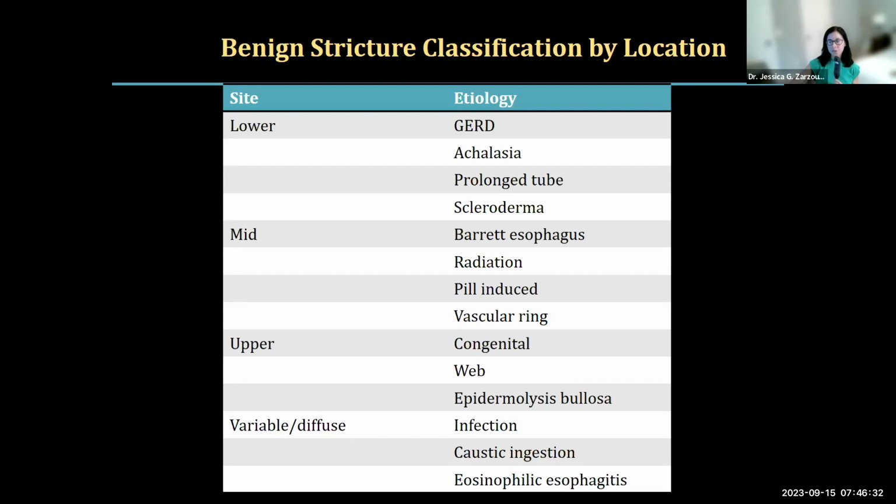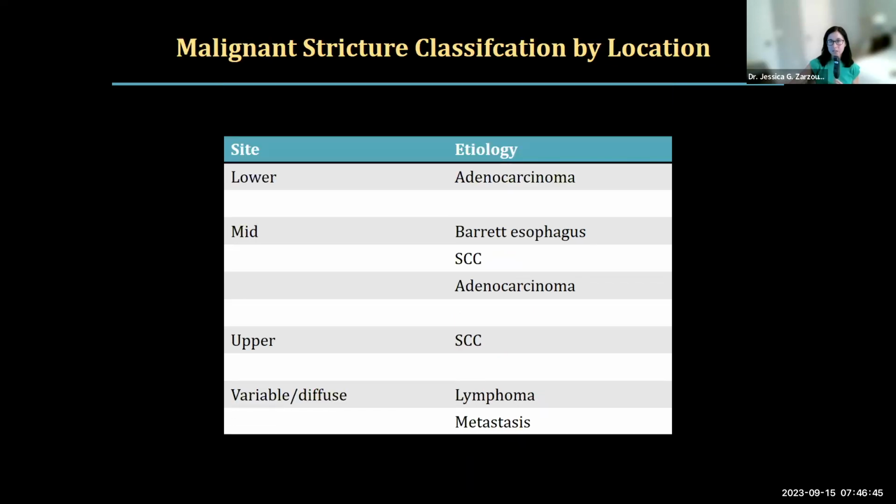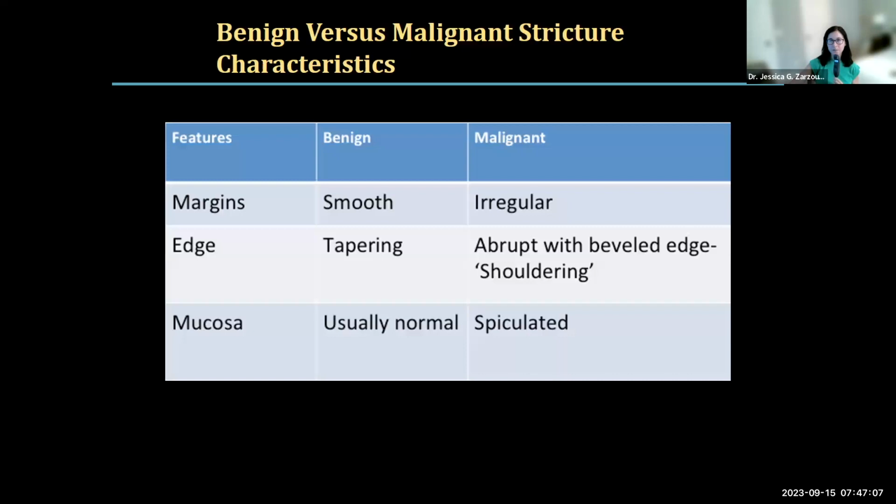And then with variable or diffuse type of involvement, we can think about infectious and inflammatory etiologies, caustic ingestions, and eosinophilic esophagitis. With malignant strictures in the lower esophagus, we need to think about adenocarcinoma. In the mid-esophagus, Barrett's esophagus, again, is a pre-malignant condition, and we can see squamous cell carcinoma and adenocarcinoma in the mid-esophagus. The upper esophagus is more typical of squamous cell carcinoma, and then lymphoma and metastatic lesions can, of course, occur anywhere throughout the esophagus.